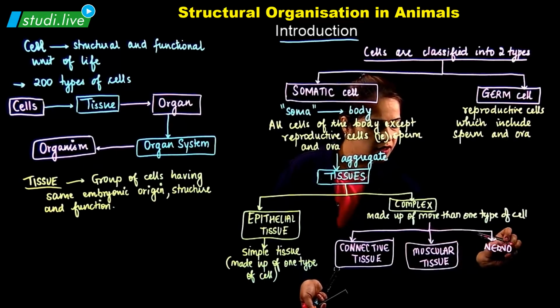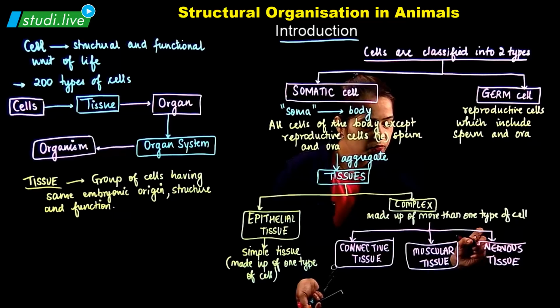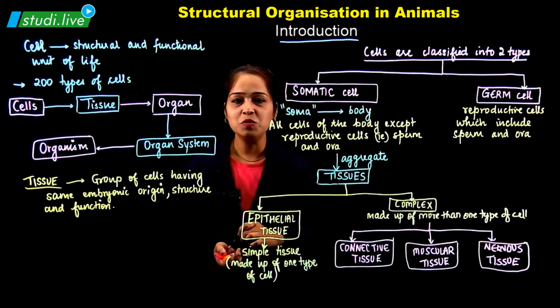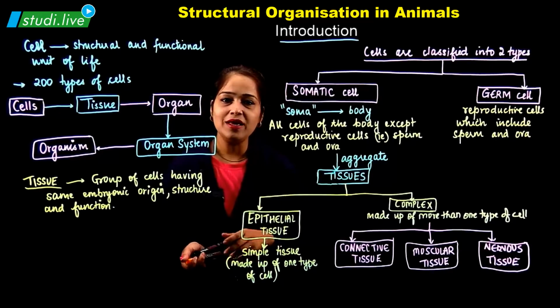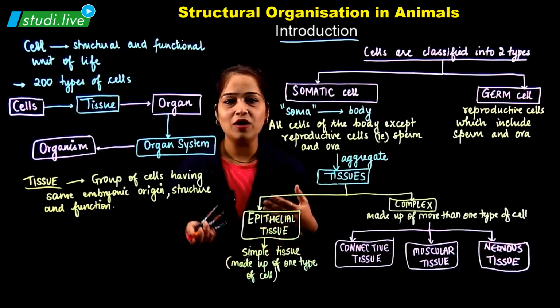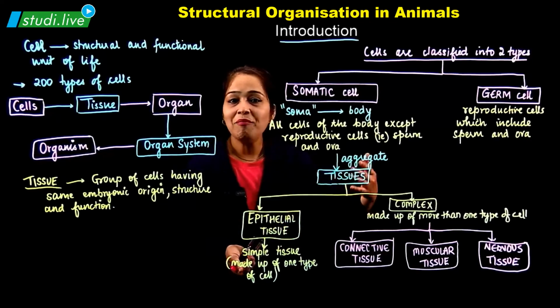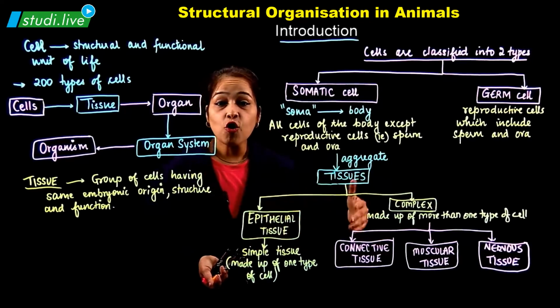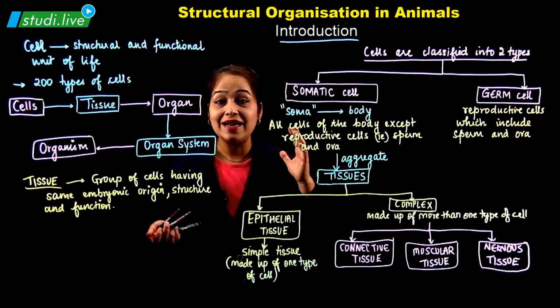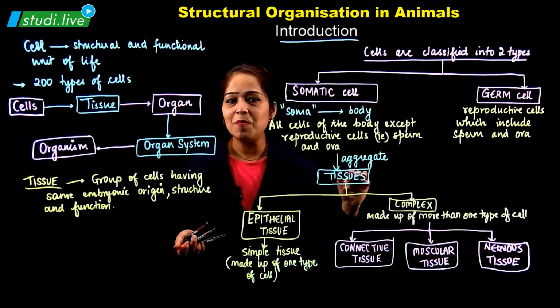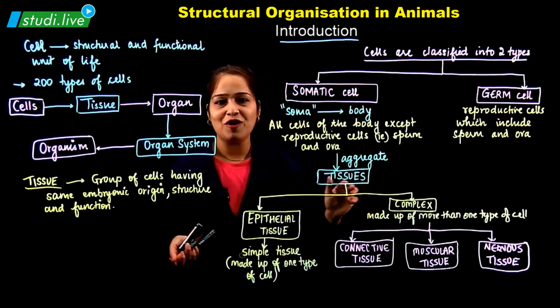The entire body is made up of these 4 kinds of tissue. The first one, epithelial tissue, is further divided into squamous epithelium, stratified epithelium, glandular epithelium, columnar, ciliated columnar, cuboidal. We have many types in each of those tissues. But the entire body of somatic cells is mainly composed of these 4 types of tissues.